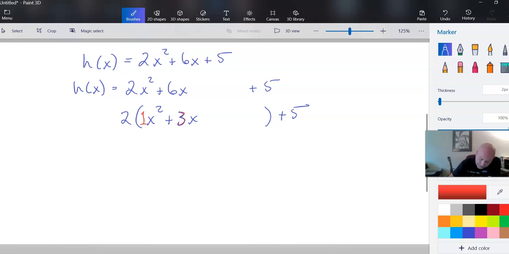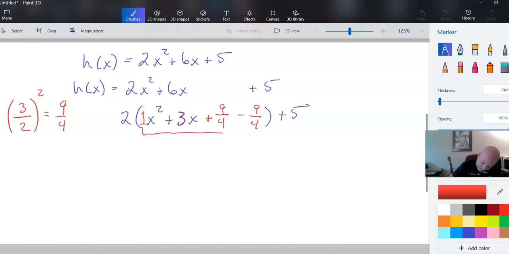Okay, now we need to figure out what to add in here. Now you notice 3 is a fraction, or half of 3 is a fraction. So if I take half of 3, it's just writing it over 2. If I square it, I get 9/4. What that means is I need to add 9/4 to this to make it come out. That also means that I have to subtract 9/4 back out too. And then what we're going to do is take this piece right here as our unit. That's going to be our perfect square.